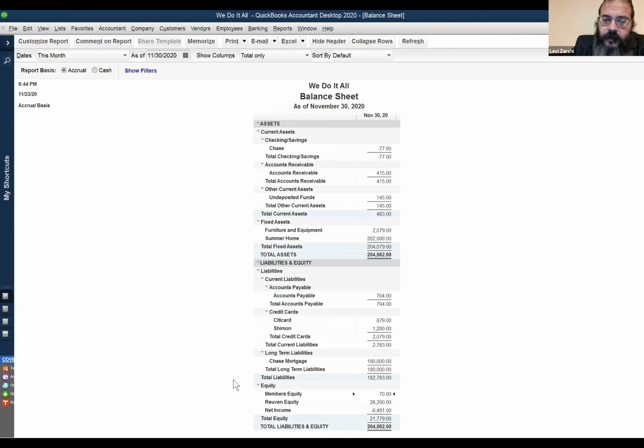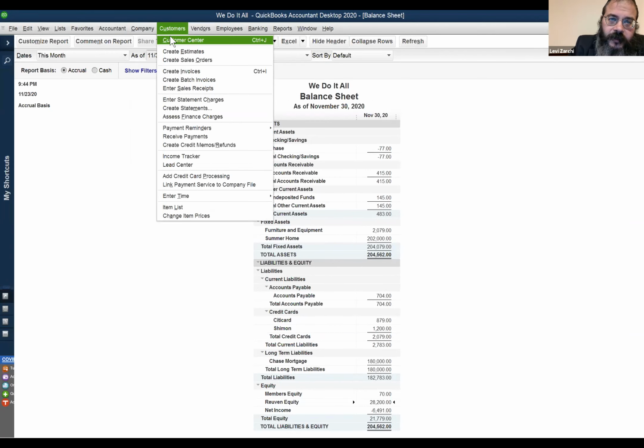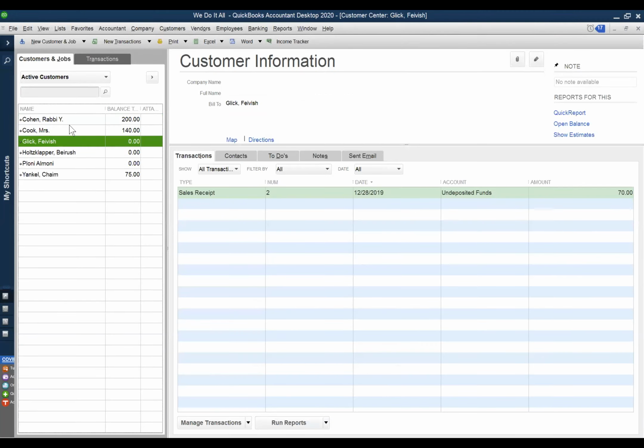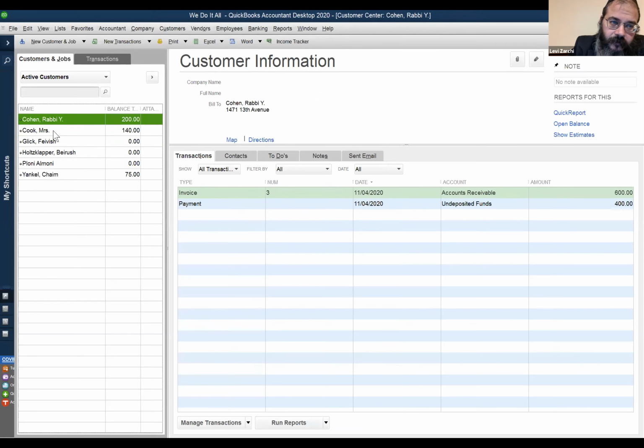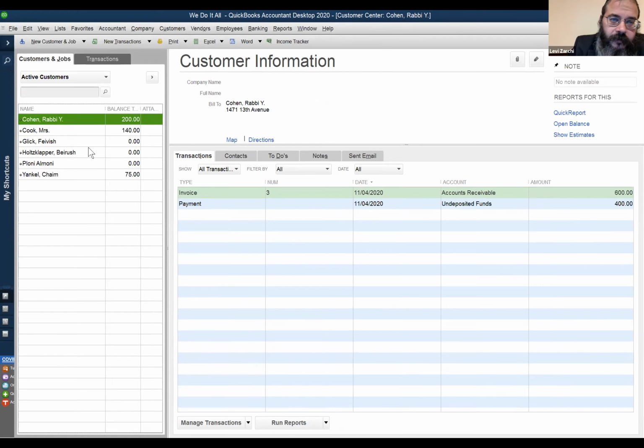Okay, so I'll tell you why. You put your dates from last year. That's why. You have to go back to the customer center. That's what it does. Members' equity is last year's sales. That's why I divided Ruben's equity and members' equity for that exact reason. There's different ways of accounting. So right now I'm in the customer center, Rabbi Cohen.